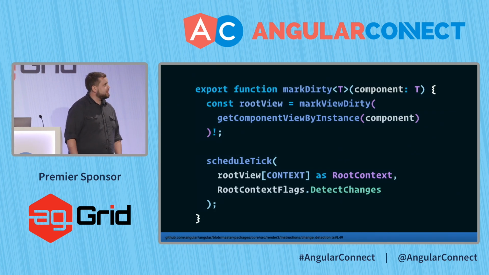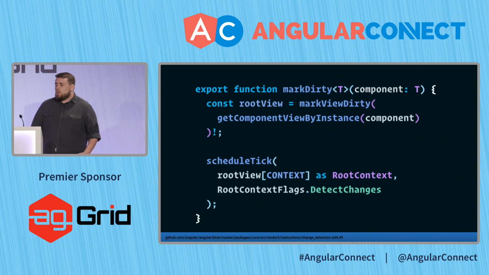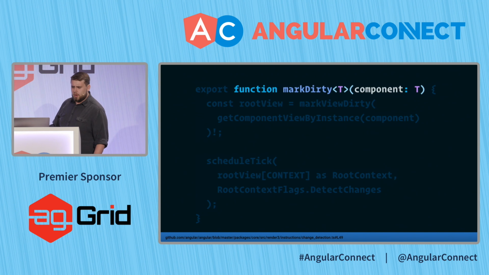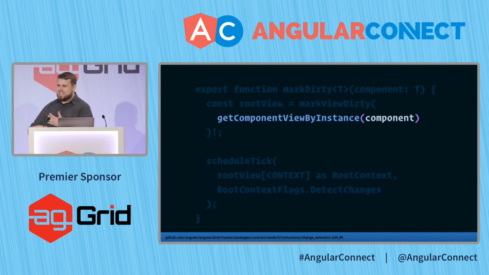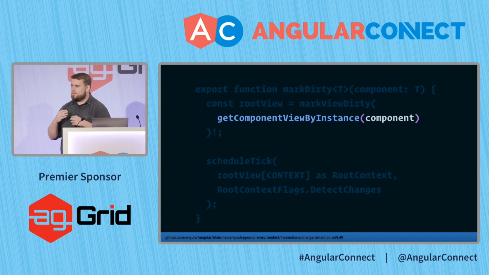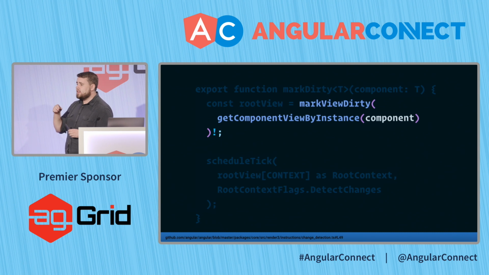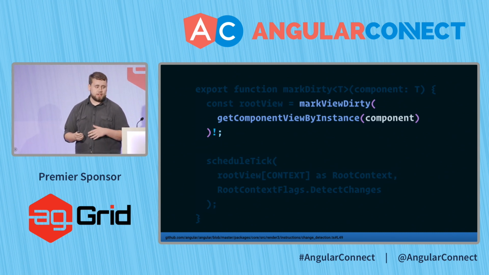So what does MarkDirty really do? How does this work in an Ivy application? Well, the function signature is pretty simple. We're just going to pass in an instance of the component. Then Angular is going to get the component view for that instance. Now this component view data has enough information in it for Angular to go ahead and mark that view as dirty, meaning that when change detection runs, this component will now be checked and its bindings will be updated.